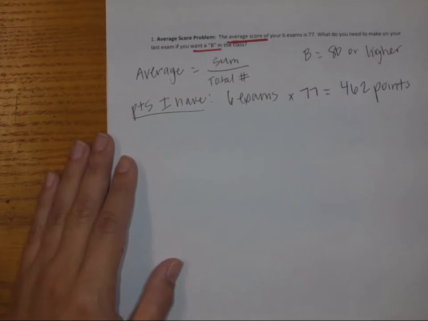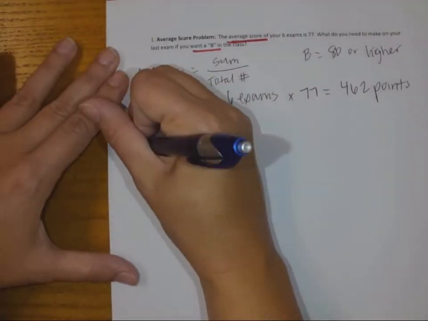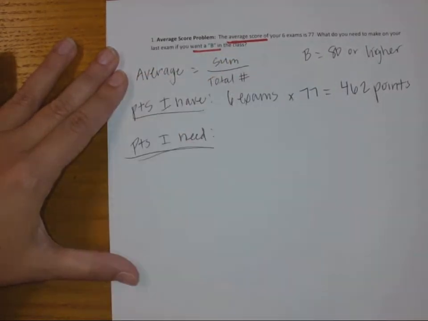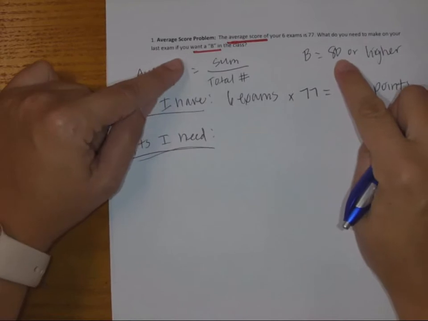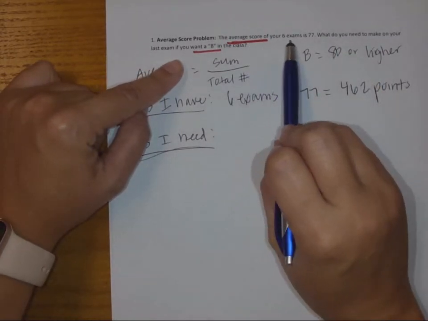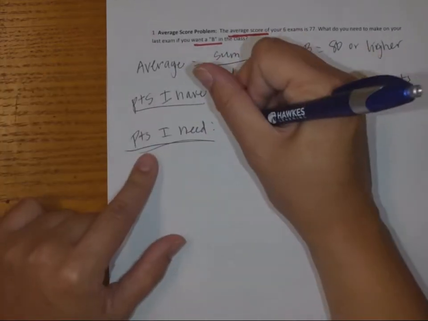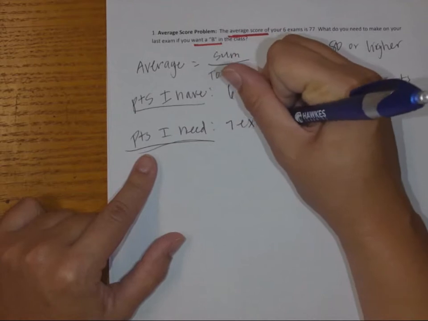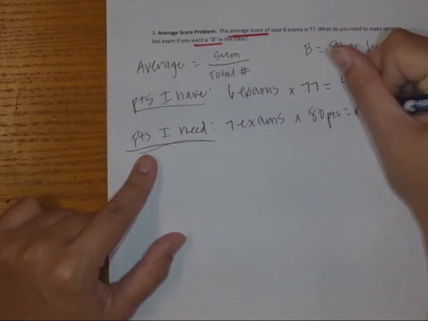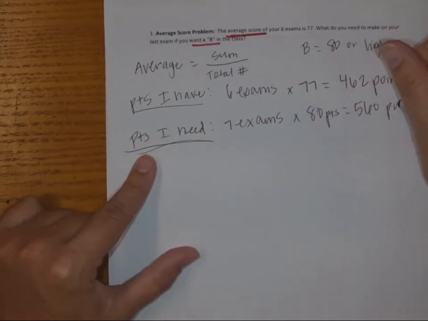Okay, so let's think about the number of points I need in the class. To make a B in the class, I have to have an 80. I've taken 6 exams. I have 1 more exam. So the points I need are 7 exams times 80 points, and 7 times 80 is 560 points.